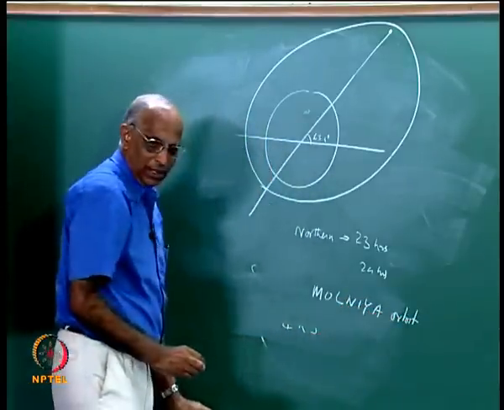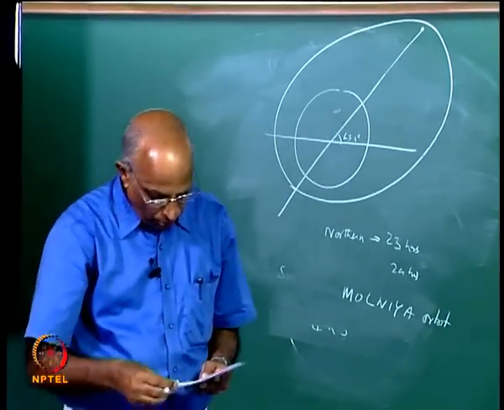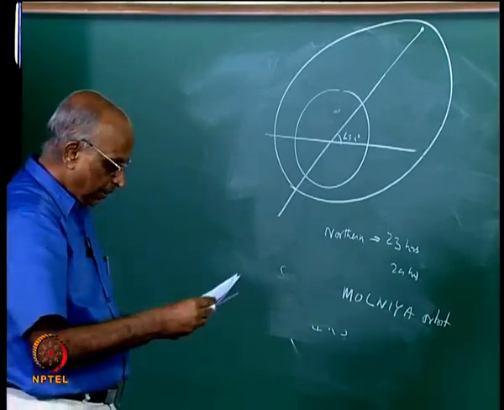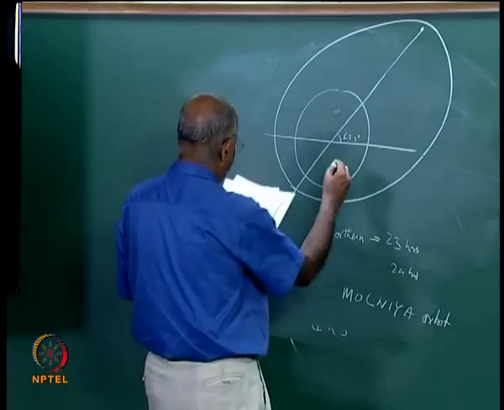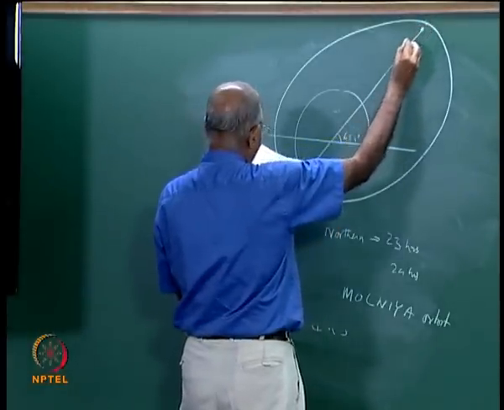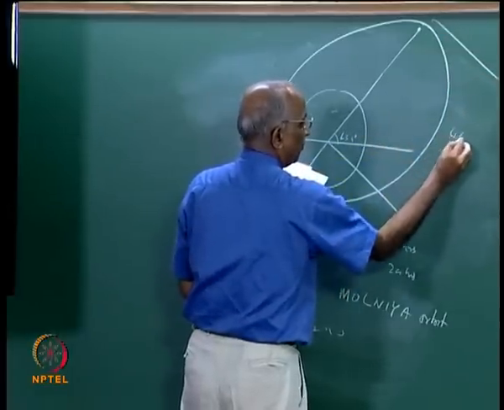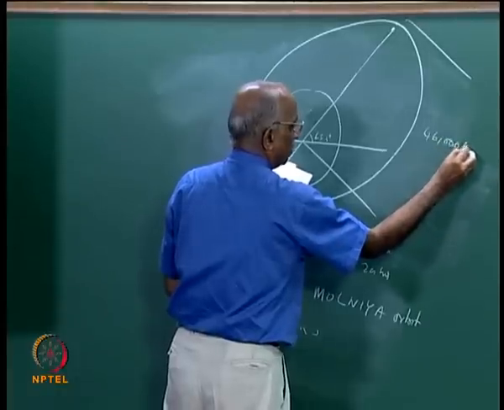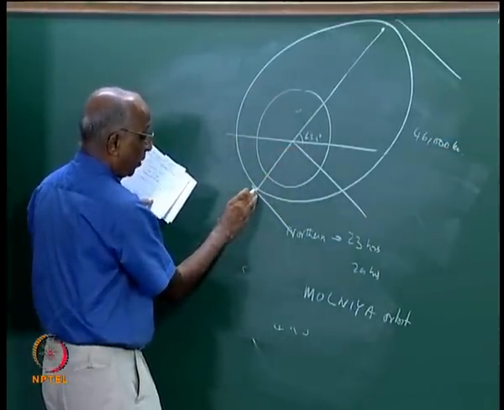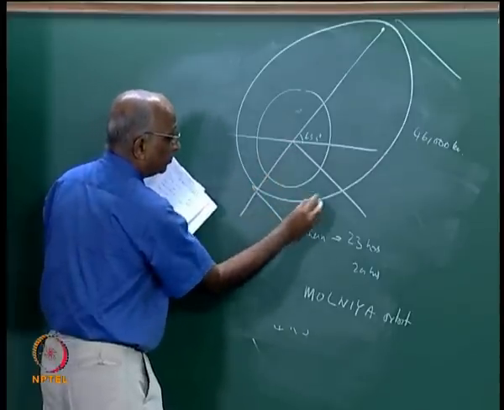It has an inclination, let me get the numbers clear. Yes, 63.4 degrees is the inclination. The distance to the topmost point is 46,000 kilometers, and the distance from the center to the nearest point is something like only 6,800.